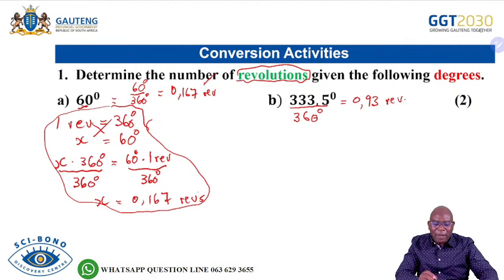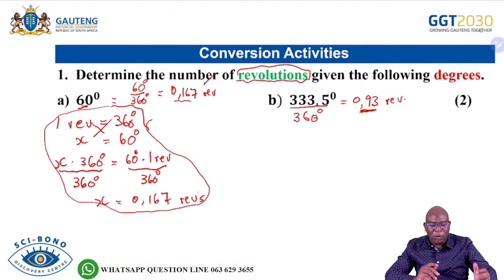You can see if it's 333,5, which is much closer to 360 degrees, you can see even the answer that we got there, 0,9 is very close to 1. Because if I round that off, I'm going to get a 1. Okay, so therefore that can be correct. So we can see this one is very far away from 1, 0,1. So you can see that it's a very small angle and it's very small revolutions there. Right. So this is how you change.